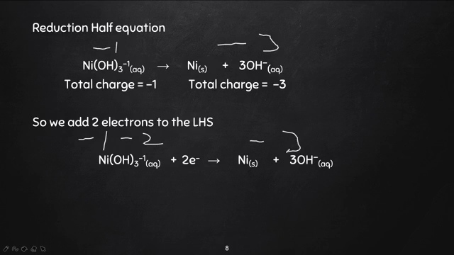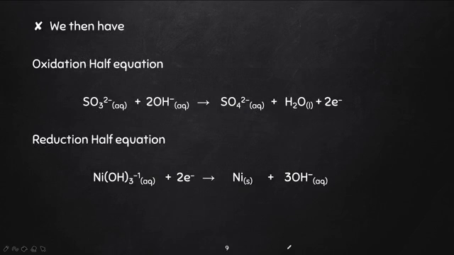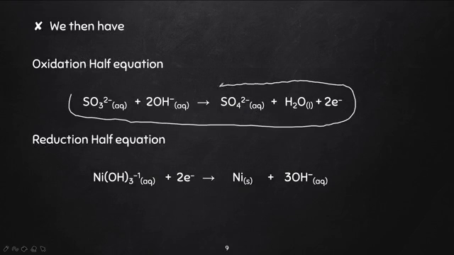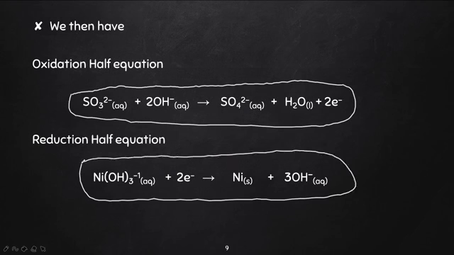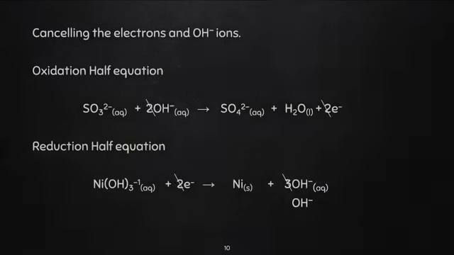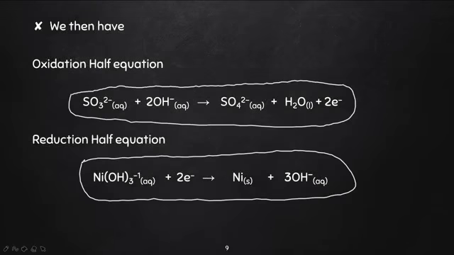As you can see, charge changed from -1 to -3. So now we have this as our oxidation half equation. This is just what we balanced the last time, and this is our reduction half equation. Now the next step we need to consider is the cross multiplication of electrons. But in this example, we have 2 electrons on the left hand side and 2 electrons on the right hand side.